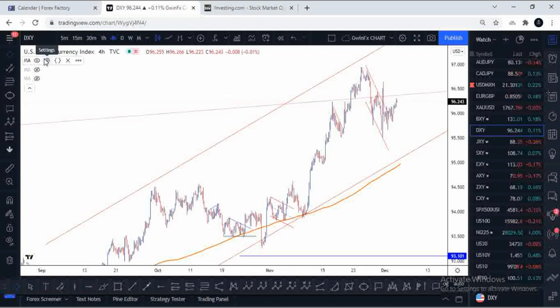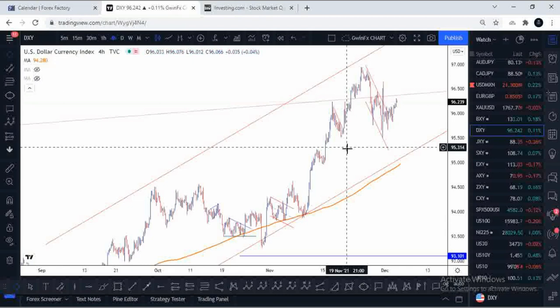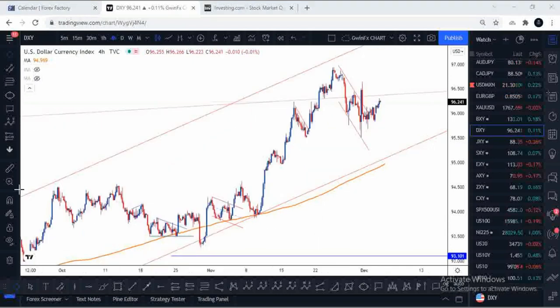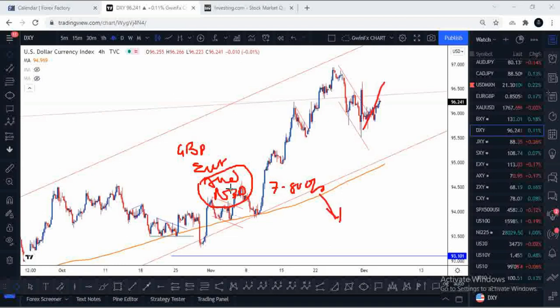If you have the DXY strong, or set up to be strong in the day, you will be expecting that possibly, just possibly, you could be looking at other currencies going down. GBP, Euro, AUD, NZD, but most especially these two, may have a 70 to 80% chance or probability of having a bearish day. Can you have DXY up and NZD USD up at the same time?